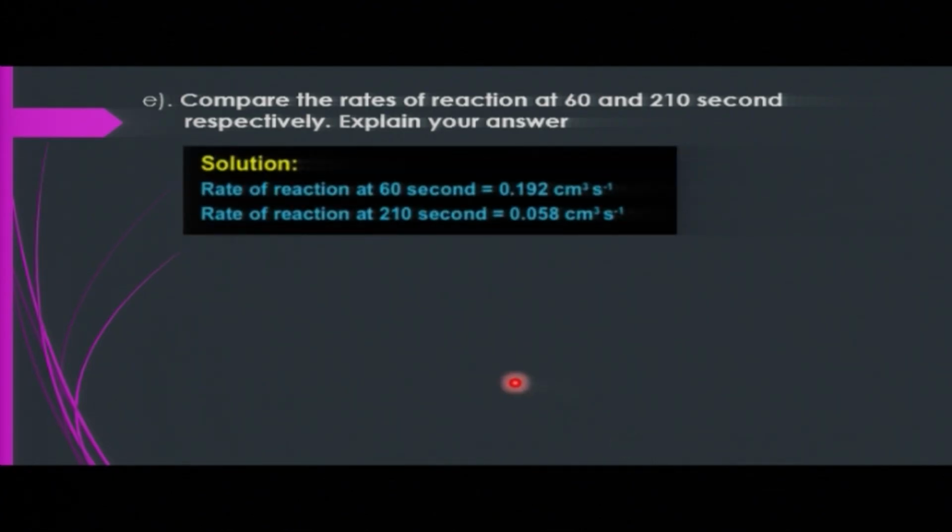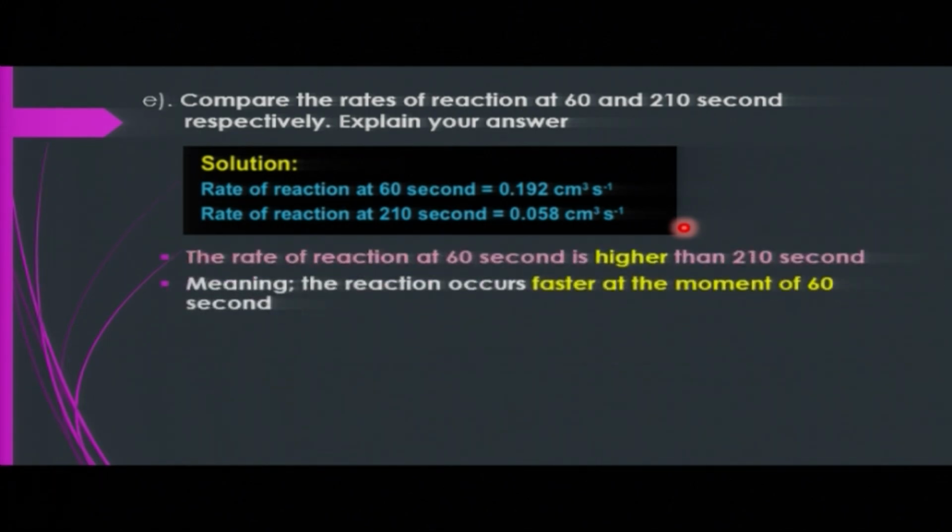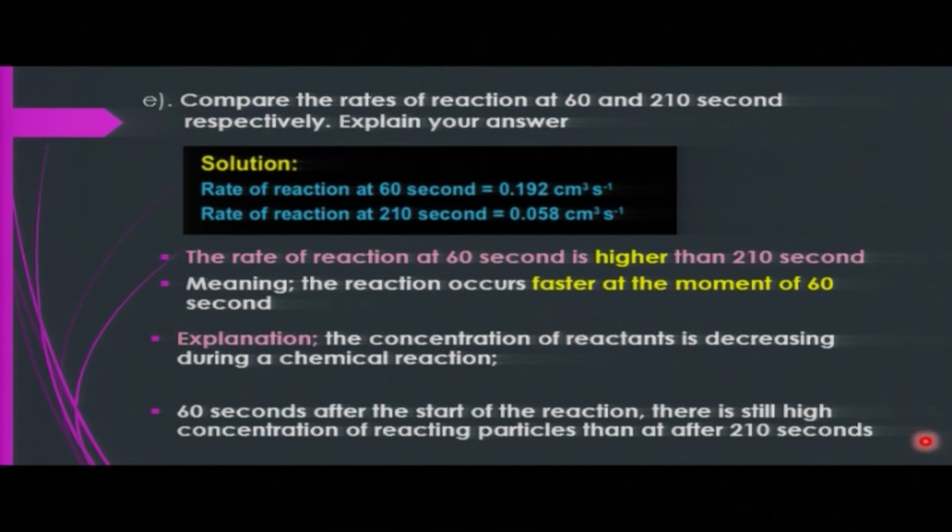As you see, at 60, the rate is 0.192. At 210 seconds, the rate is 0.058. It is decreasing. That is what we all can see. So that means at 60, the rate is higher than at 210 seconds. Or you can say the rate at 210 is lower than the rate at 60. Either way, the way you state it, do not have a closed mind. Think outside the box. So in that way, you can give the explanation.